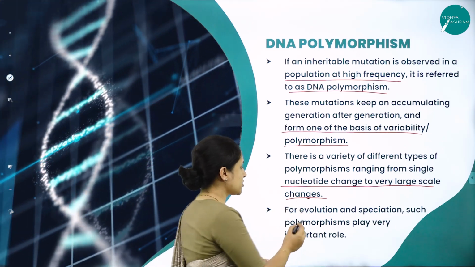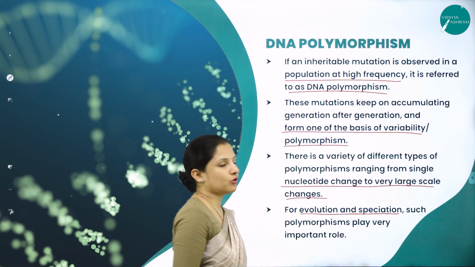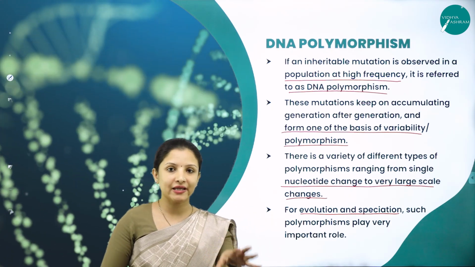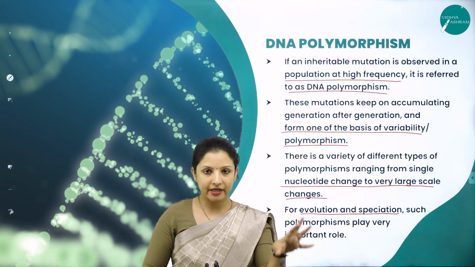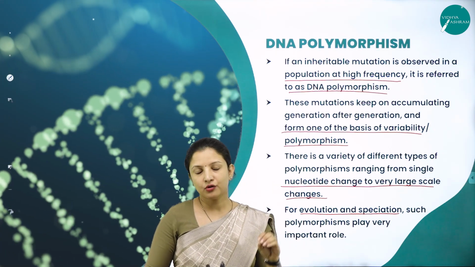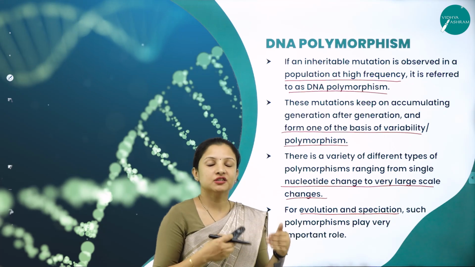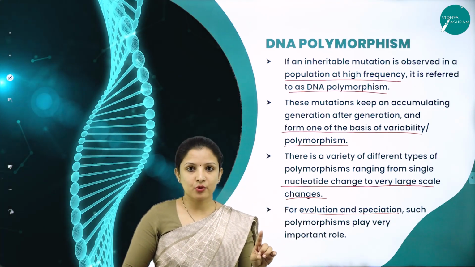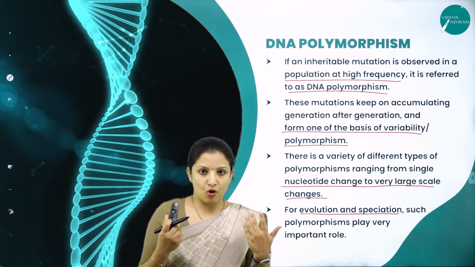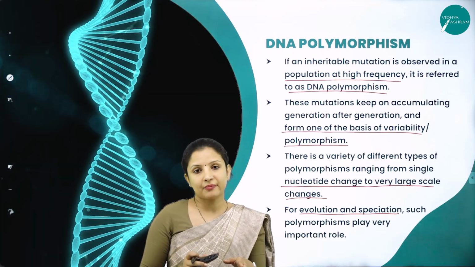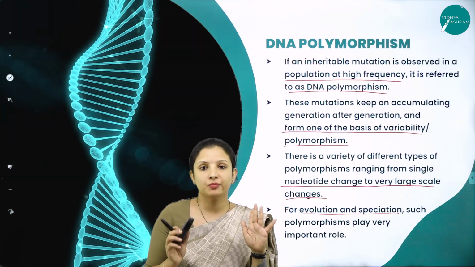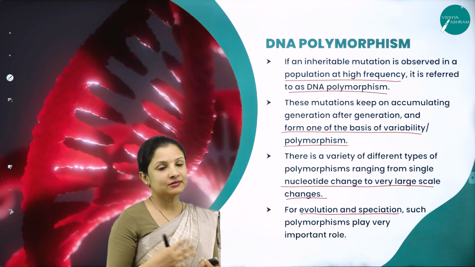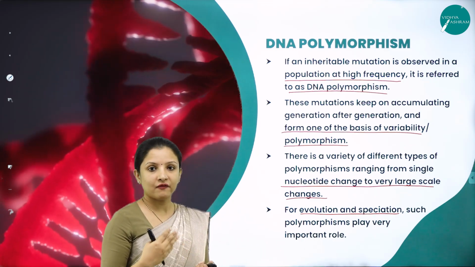For evolution and speciation, such polymorphism plays a very, very important role. Therefore, polymorphism not just helps the human race to have an identity of its own, but for evolution to take place or for speciation to happen, it is very important. It is also important because it helps the organism to survive in a particular habitat, because they can alter themselves to suit that particular habitat. So, for all that, DNA polymorphism is very, very important.